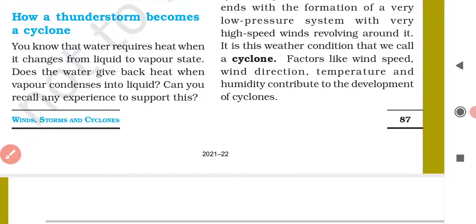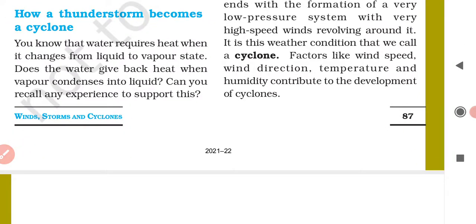So let's see what is given in your book, how a thunderstorm becomes a cyclone. You know that water requires heat when it changes from liquid to vapor state. That means if you want to convert the liquid form of water to the vapor form of water, what you have to do? You have to heat it, right?